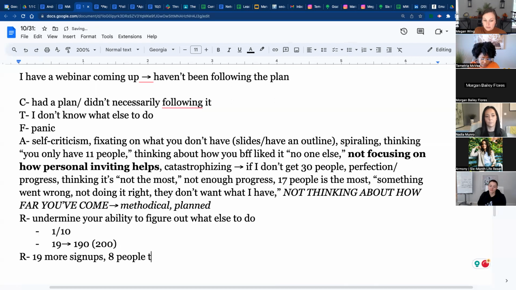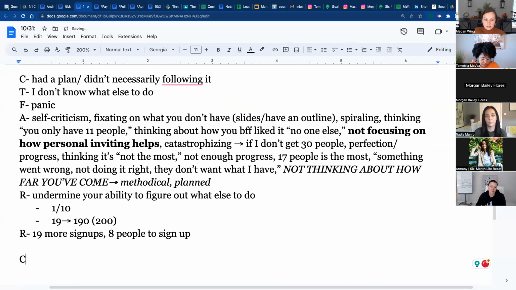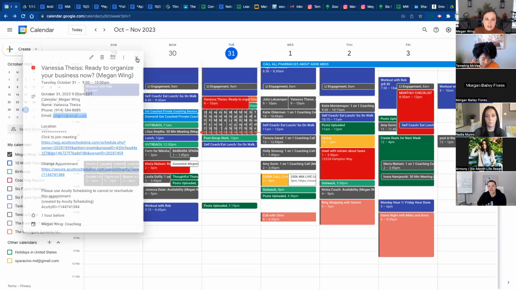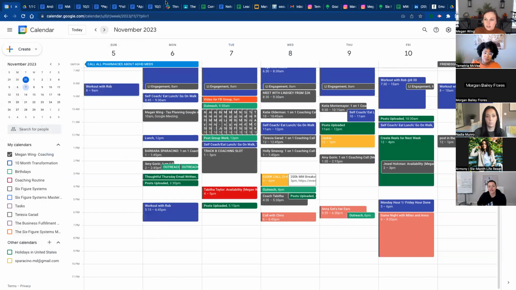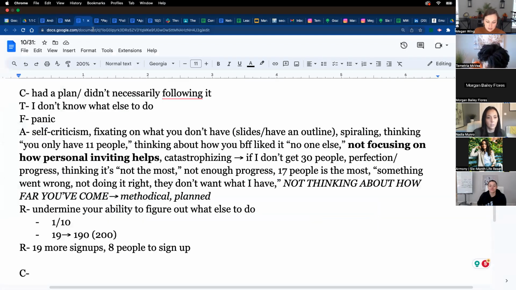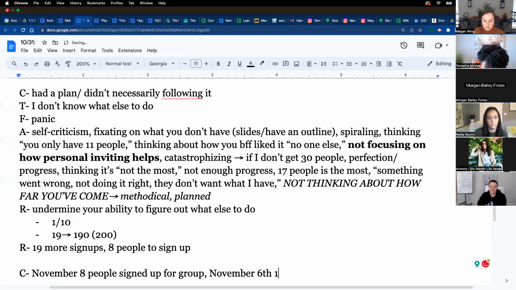When is the cart close? Well, it's going to be open for 5 days. Perfect. So it'll be Monday to Friday. Okay. So the cart is closed on November 10th. So by November 10th, we're going to have 10 or 8 people signed up for a group. November 6th, you're going to have 30 people. What would we need to do to make this happen?